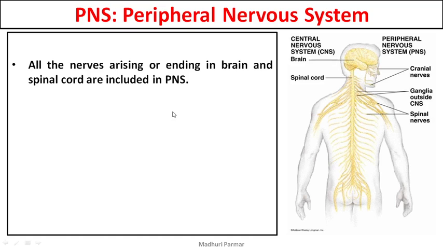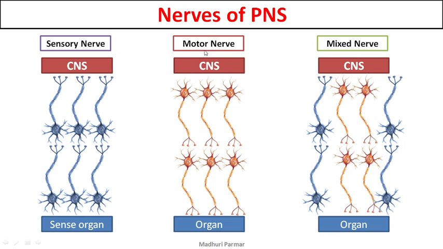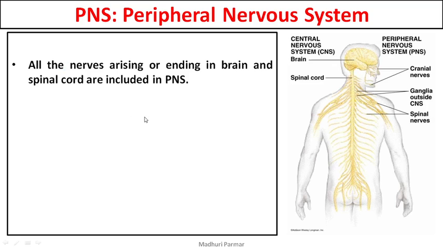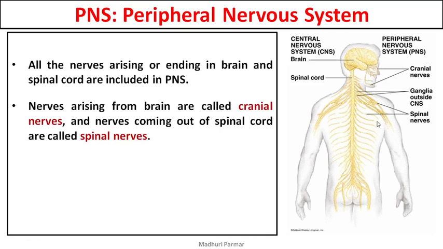All the nerves arising or ending in the brain or spinal cord are included in the peripheral nervous system. These nerves either start from the central nervous system, that is in the case of motor nerve and mixed nerve, you can see it starts from the CNS and ends in the organ. Or in the case of sensory nerve, it starts in the organ and ends in the CNS. Fine. So all the nerves that are either arising or ending in the brain and spinal cord are included in the peripheral nervous system. All these nerves that you're seeing from your brain are called cranial nerves, and from your spinal cord, they are called spinal nerves.